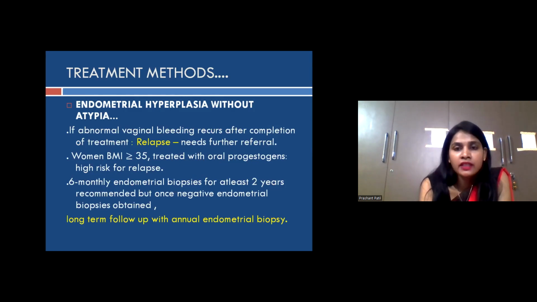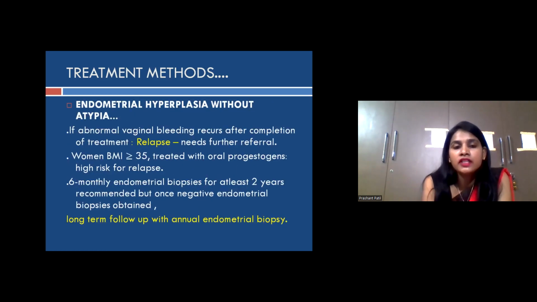Supposing there is any abnormal vaginal bleeding after completion of the treatment, that is what we call a relapse. So again, the patient has to be further reviewed. And supposing there is a woman with high BMI, or if she is treated with oral progesterones, these are the patients who have high rates of relapse. So the obese patients and those treated with oral progesterones, when compared to LNG IUS, have high relapse rates.